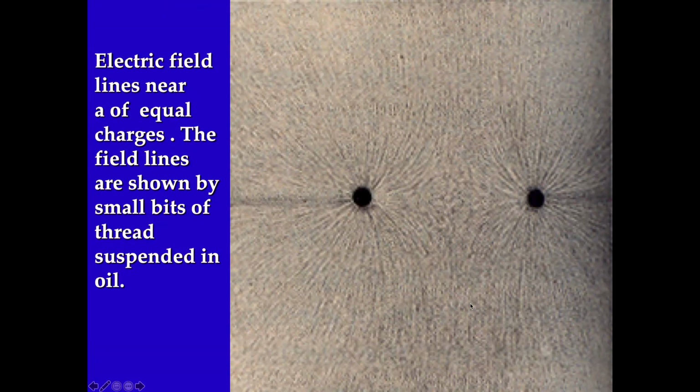So here's a picture of field lines. These are not drawn. These are actually what happens when you take two conductors and you put them in oil. The oil has thread in them. So you have threads suspended in oil. Both conductors are positively charged, or both, I mean, basically they have the same charge on them, either positive or negative. Okay. Look at the field lines, and if you notice in between them, the lines kind of repel each other.